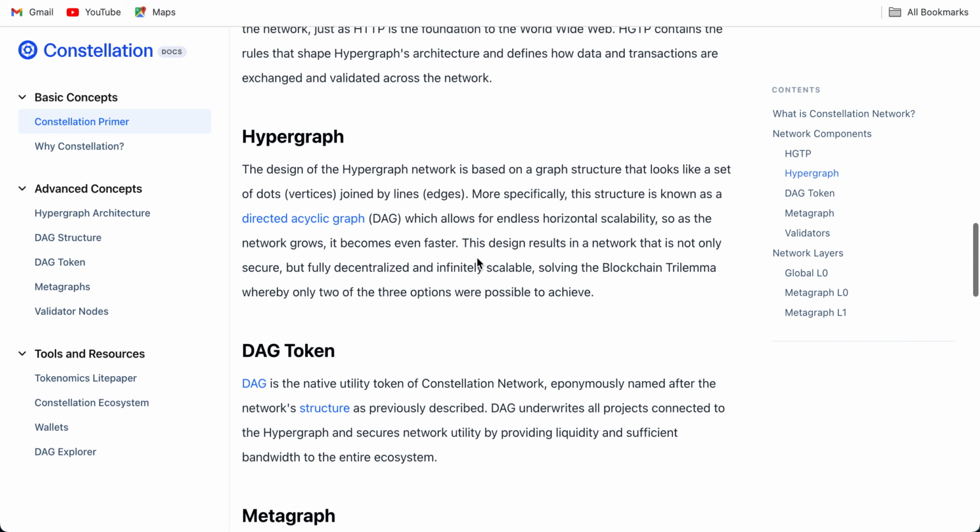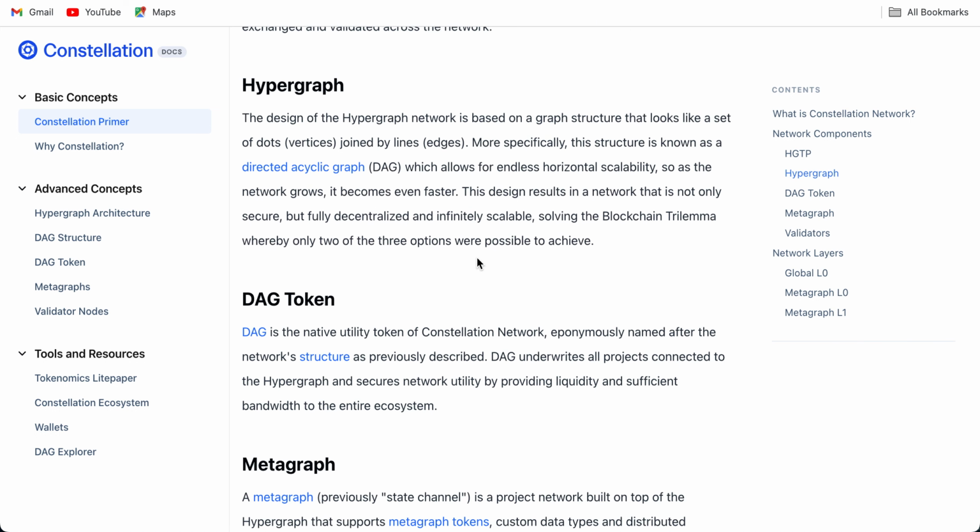Hypergraph. The design of the hypergraph network is based on a graph structure that looks like a set of dots, vertices joined by lines, edges. More specifically, this structure is known as a directed acyclic graph, which allows for endless horizontal scalability. So as the network grows, it becomes even faster. There are a lot of projects that are working with the DAG, directed acyclic graph, but I'm going to be coming up with points on why Constellation is different from the rest.